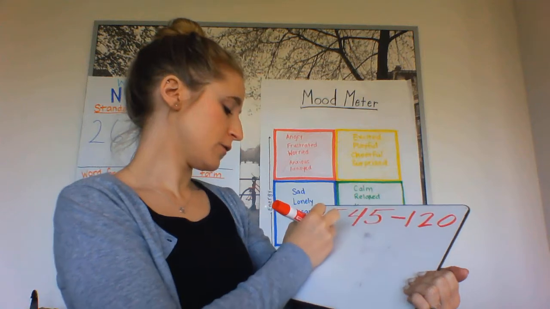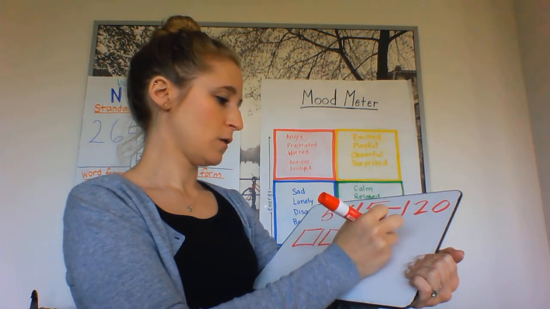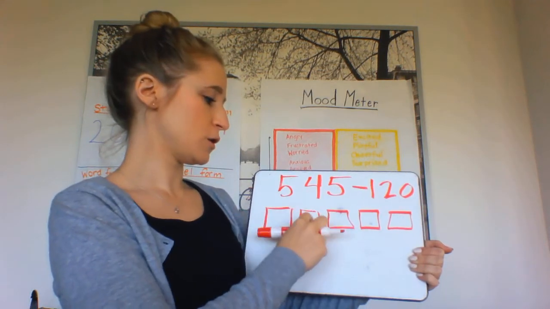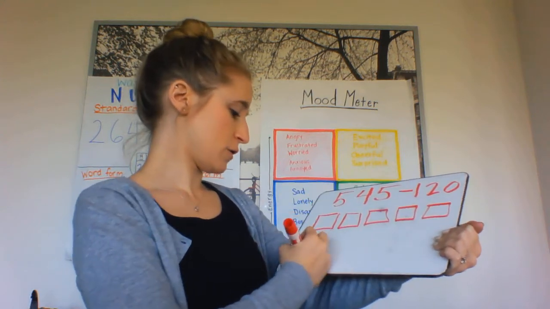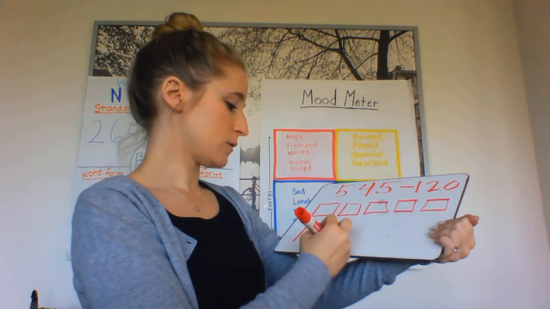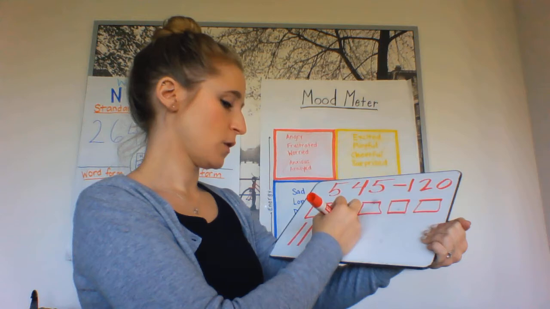I'm going to draw my hundreds first. 1, 2, 3, 4, 5 hundreds. 4 tenths. 1, 2, 3, 4 tenths. And 5 ones. 1, 2, 3, 4, 5.